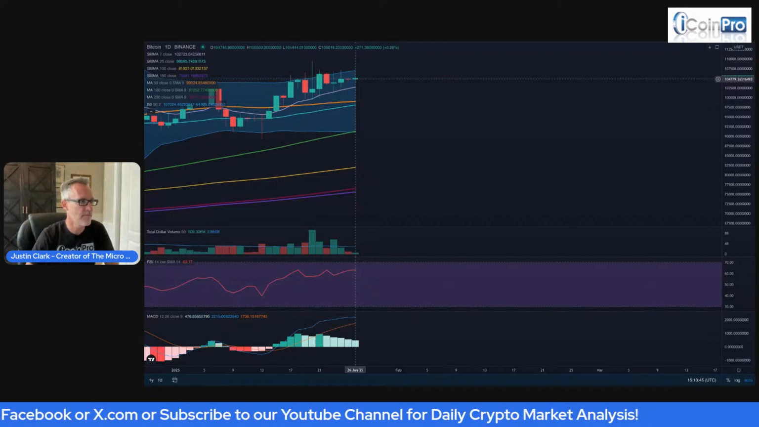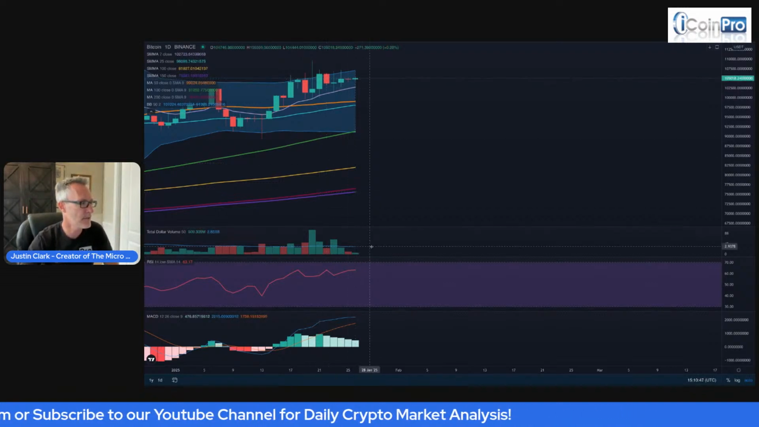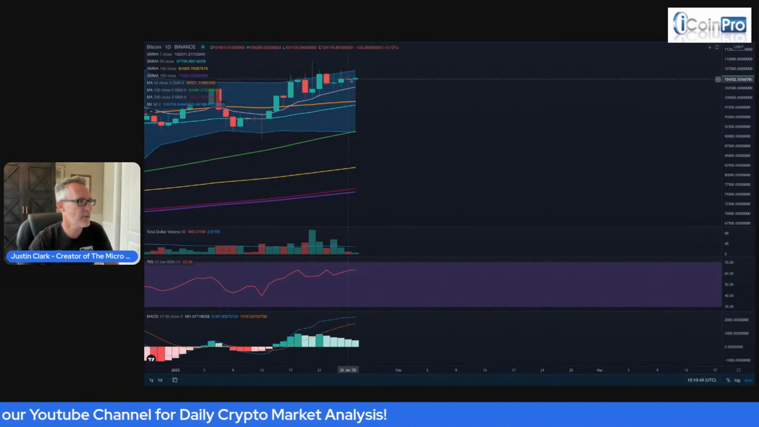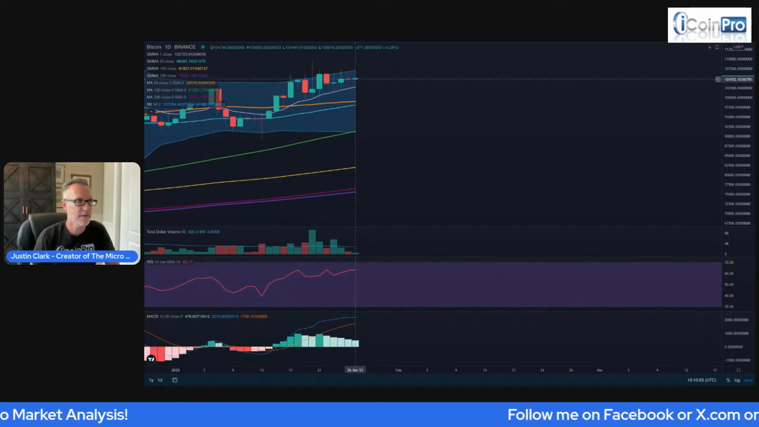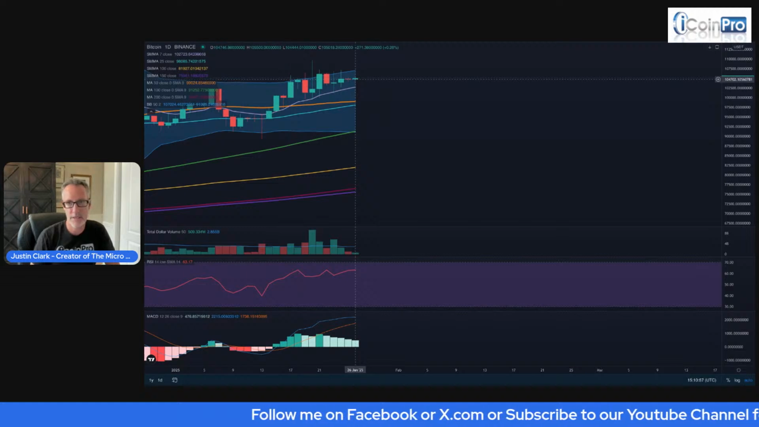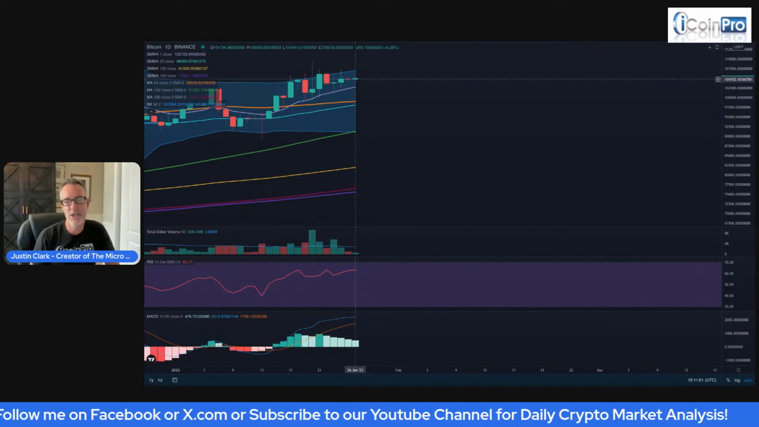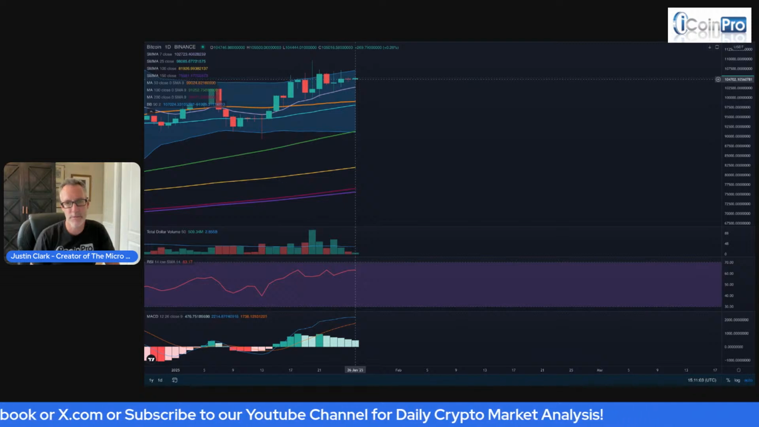Ranges are tightening up, volume is lowering. And generally when the trading ranges tighten up and the volume's lowering, Bitcoin's like a snake. It's coiling up and it's getting ready to strike. So it's either going to pump or it's going to dump, but it's going to do something probably a little bit more dramatic.